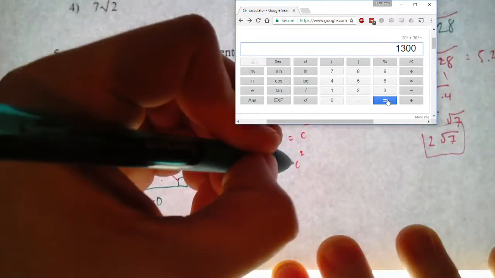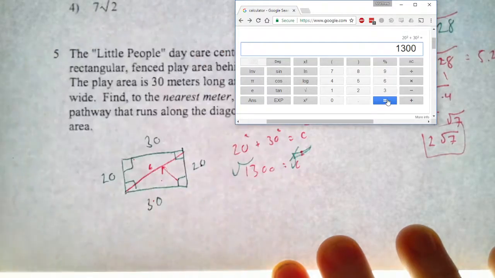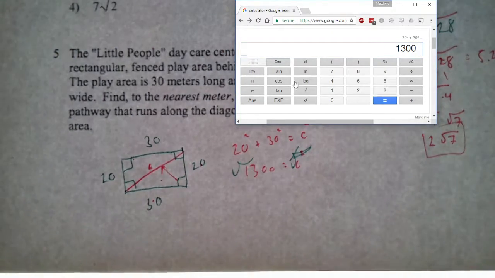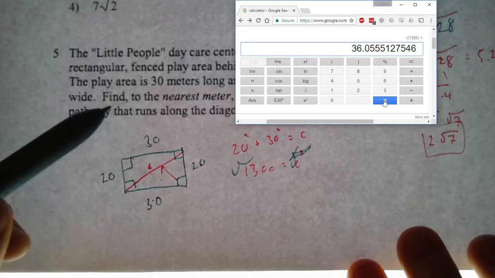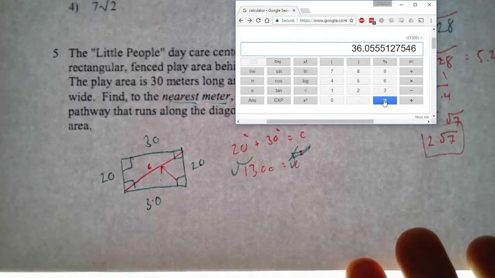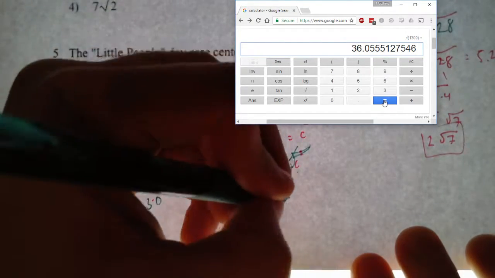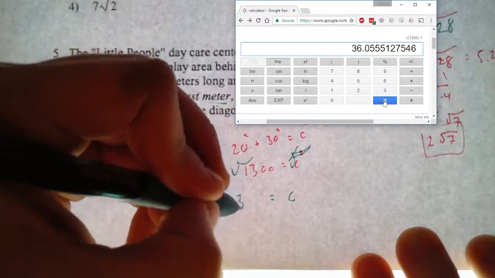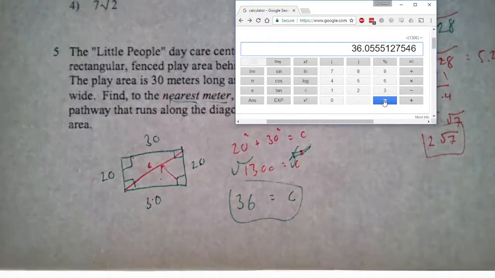I'll take the square root of both sides. Square root cancels the exponent. And so then root 1300 is equal to, and they wanted it to the nearest meter, and we found that c is equal to 36. And so that is our answer, 36 meters.